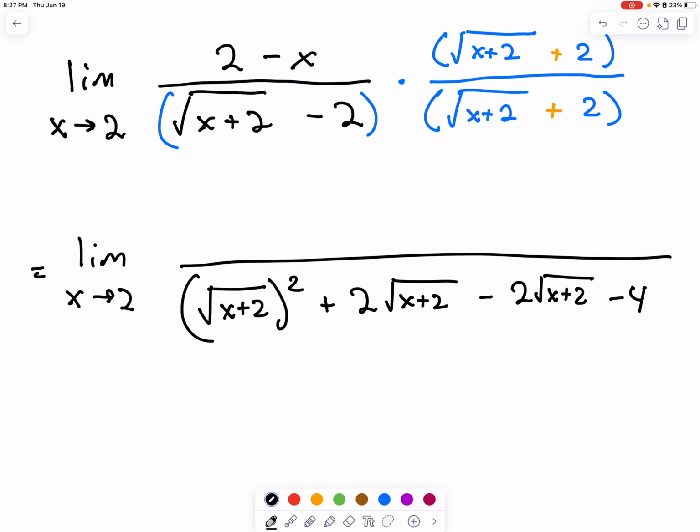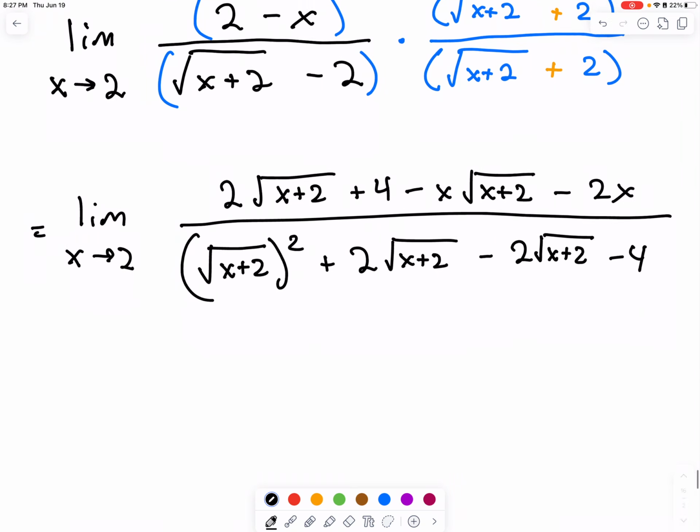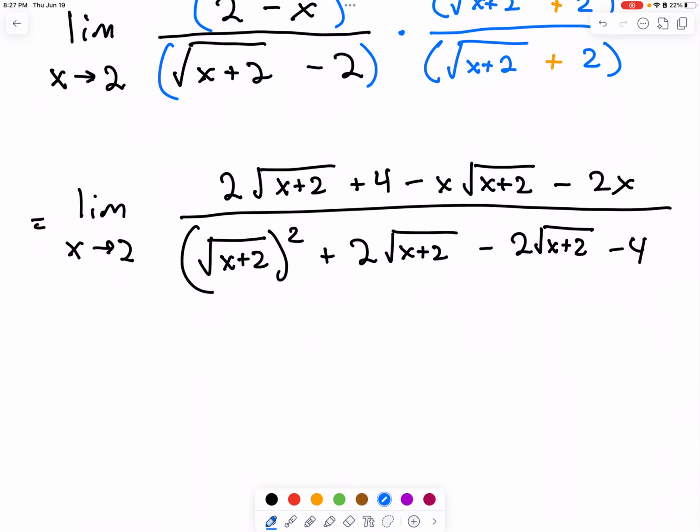Hopefully you notice something at play there. We're going to FOIL the numerator as well: first, outer, inner, last. First times first, 2 times the square root of x plus 2, gives me 2 times the square root of x plus 2. Outer, 2 times 2 is 4. Inner is minus x times the square root of x plus 2, and I'm just leaving it. And the last gives me a minus 2x. Now there's some simplification at play here, things we can combine or simplify.